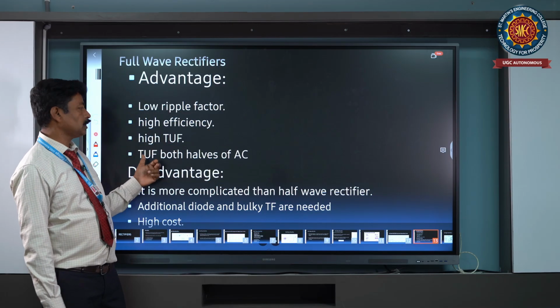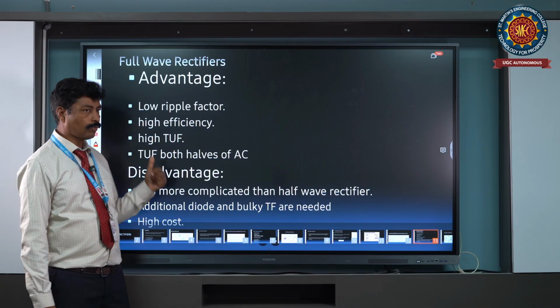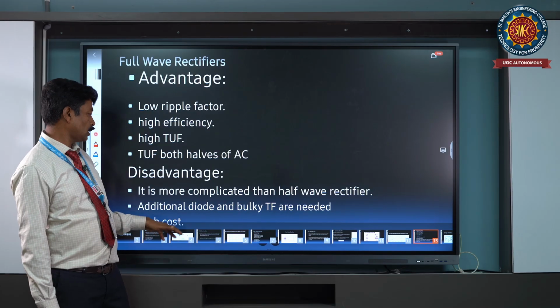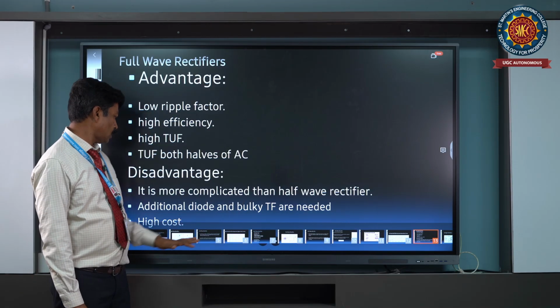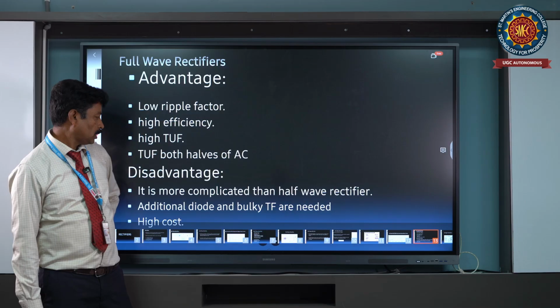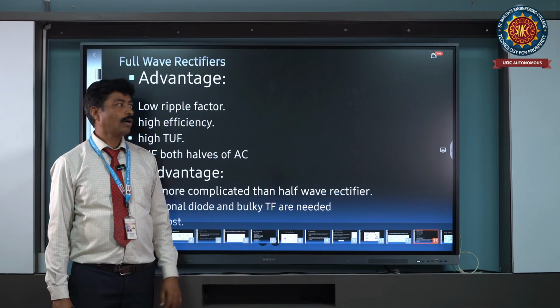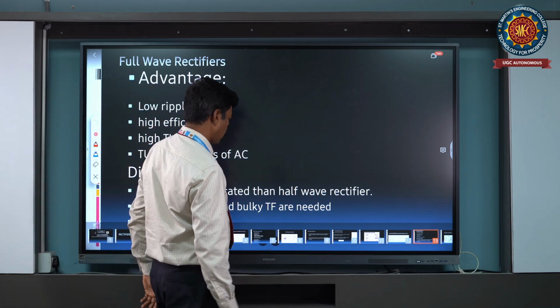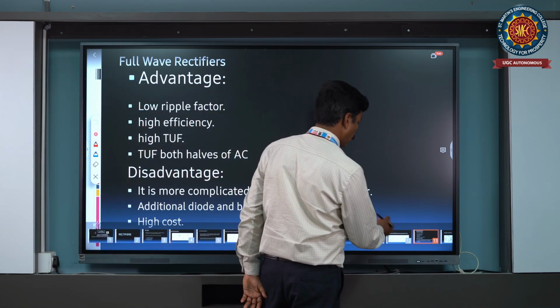In this disadvantage, the main point is that it requires one more diode, and it is bulkier, needing an additional diode. It also has a higher cost than the half-wave rectifier.